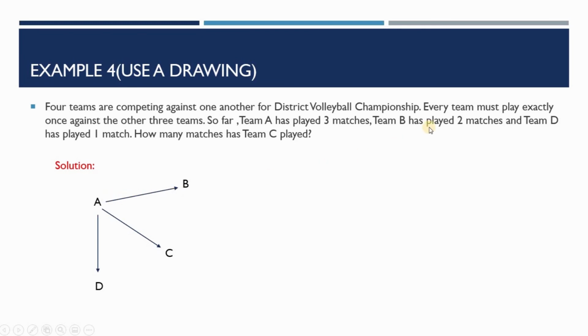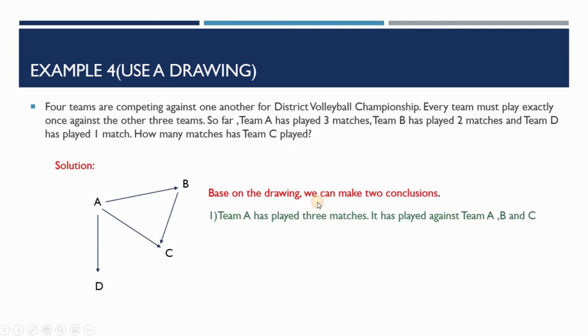So if B only played 2 matches and Team D has played only 1 match, then Team B, besides playing against Team A, could have only played against Team C, because Team D only played 1 match, and that 1 match was against Team A. Therefore, Team C has played 2 matches, against Team A and Team B. Let's look at another example.